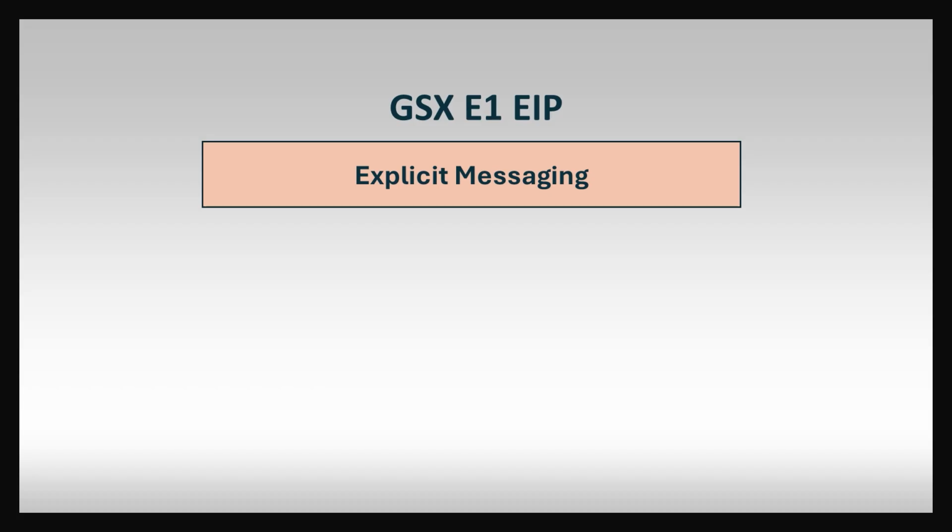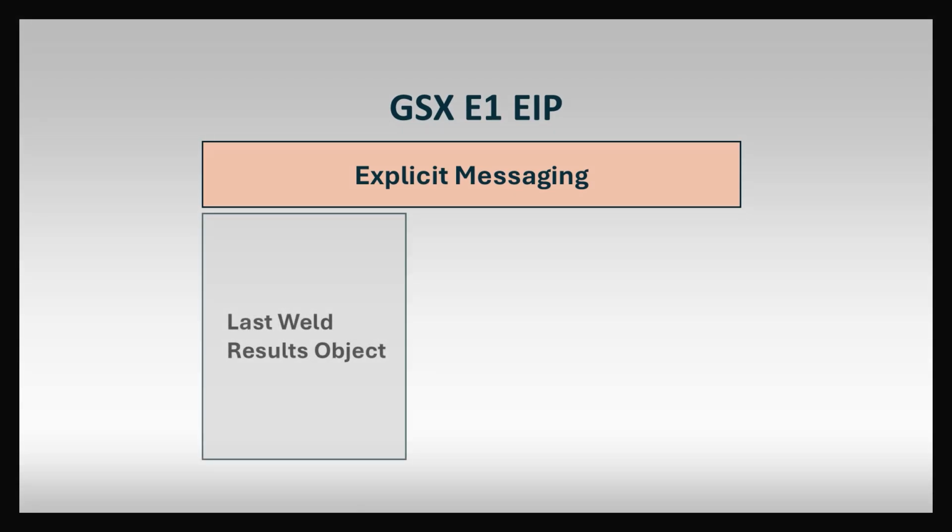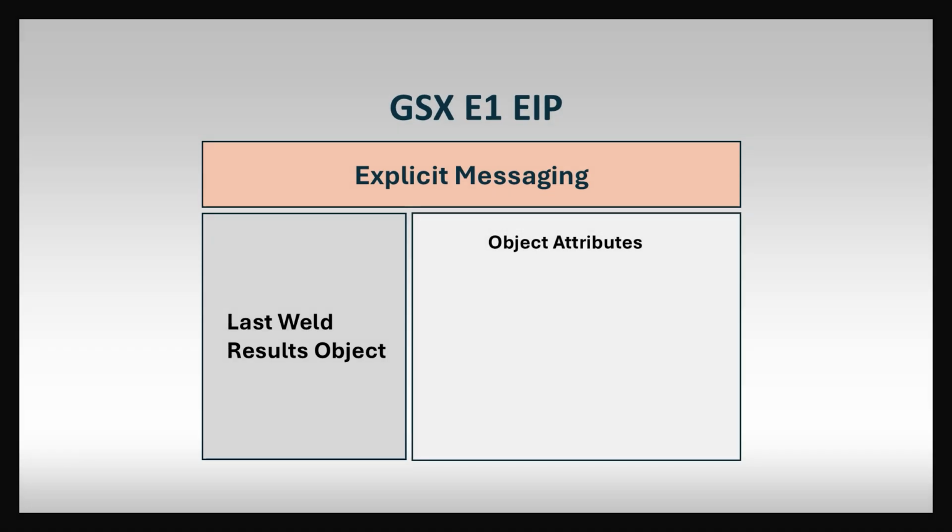Explicit messaging is an on-demand, non-cyclical data exchange initiated by the controller. It is used to retrieve weld result attributes or configure weld recipe parameters. Attributes from the last weld can be retrieved using the last weld results object. Key attributes include recipe number, the recipe number of the last weld run.